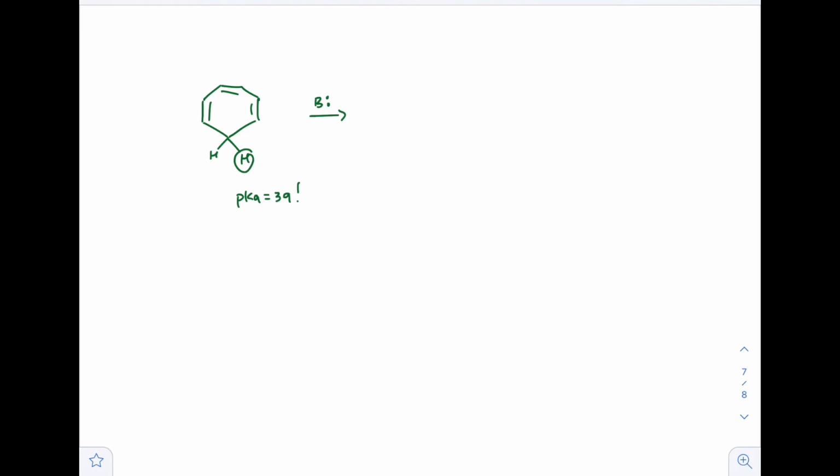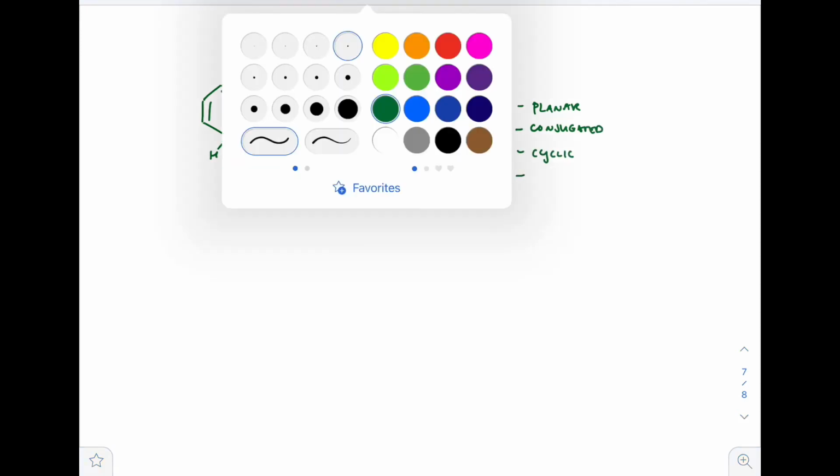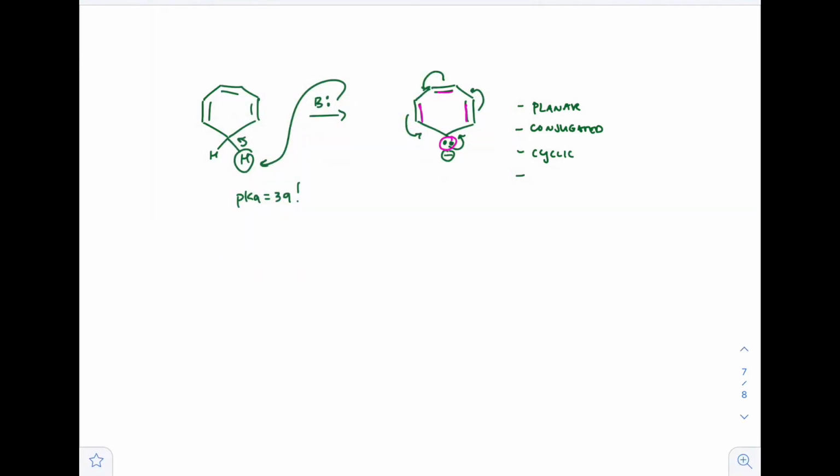All right, so this guy right here has a pKa of 39. Why is it 39 and why isn't it 15 like the cyclopentadiene? So let's say we remove that, and then what we end up with is this guy right here. That's hella conjugated. So what's the problem here? It is planar, it is conjugated, it is cyclic. So what's the problem? Why is this pKa so high?